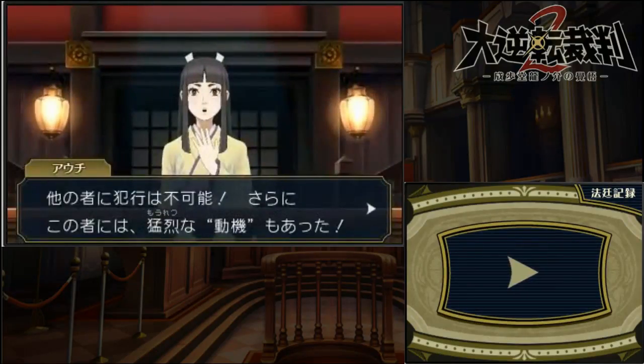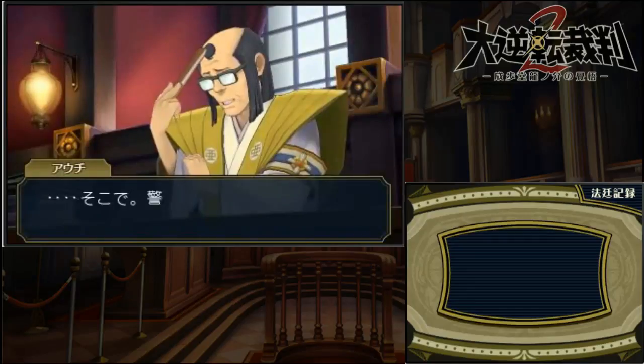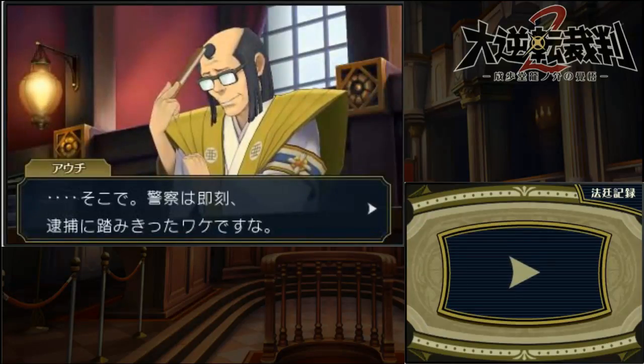Murasame. Why is her last name so hard for me to say? It could not have been anyone else. What's more, this woman has a motive. She was then promptly arrested by the police.